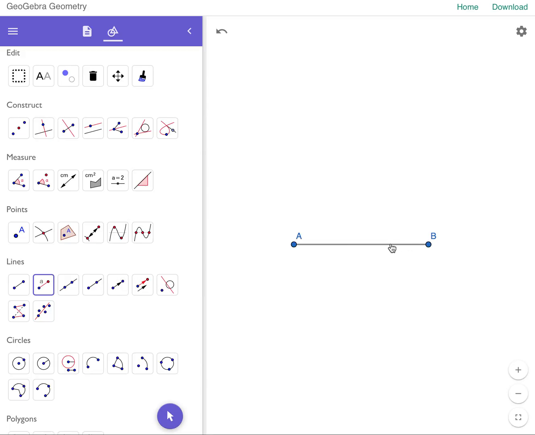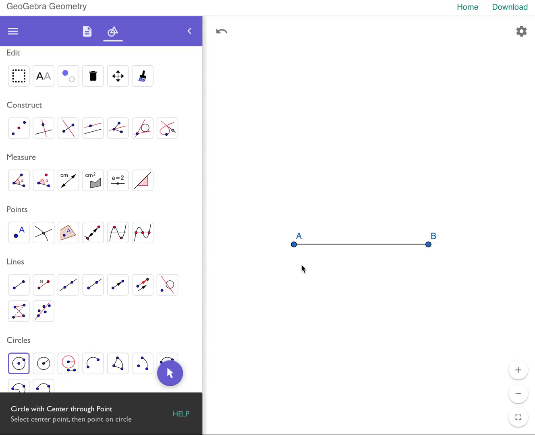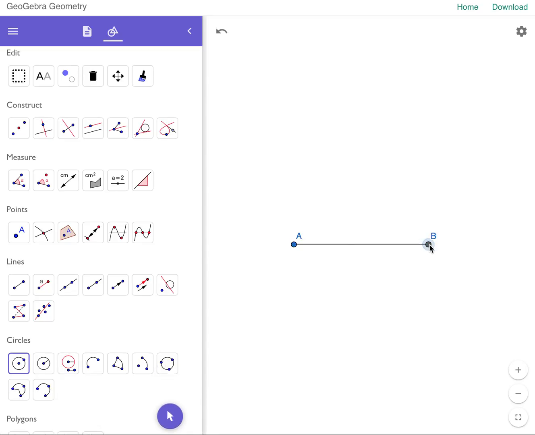And now we're going to need our perpendicular here, but we have to make sure that it's the same distance to B as A is to B. So we need to construct a circle to do that. Center at B, and it goes through point A.